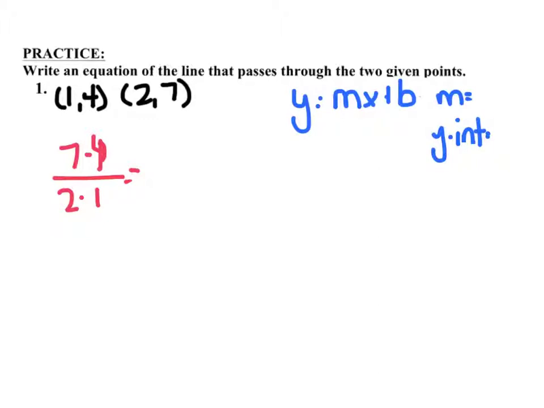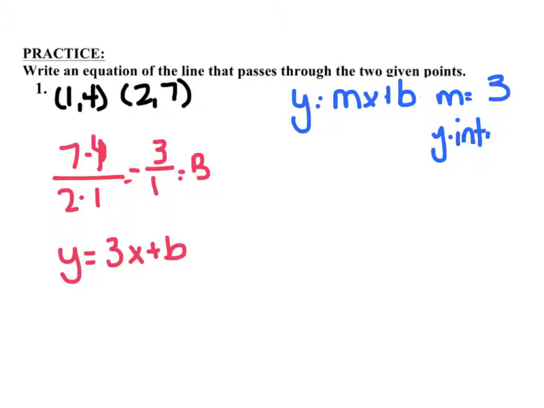All right, so 7 minus 4 gives me 3. 2 minus 1 gives me 1. So my slope is equal to 3. So now let's go ahead and find the y-intercept. Again, let's go back to what we know. We know that we've got y is equal to 3x plus b.